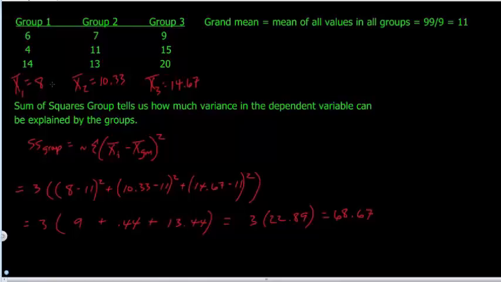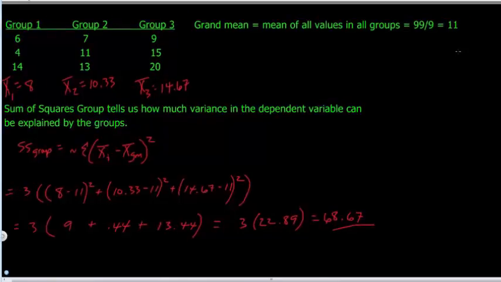So we have 3 here that make up this 8, and 3 that make up this 10.33. So that's what we have here, 3 times all of this. So you do what's in parentheses first. 8 minus 11 is minus 3, squared is 9 right here. 10.33 minus 11 squared is 0.44. 14.67 minus 11 squared is 13.44. So you add all these up and you get 22.89. So 3 times 22.89 equals 68.67.